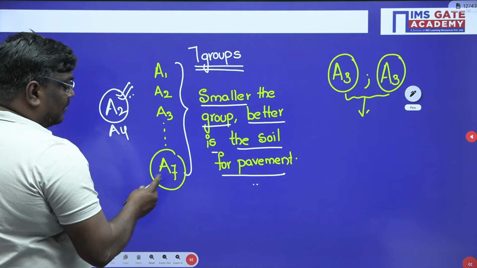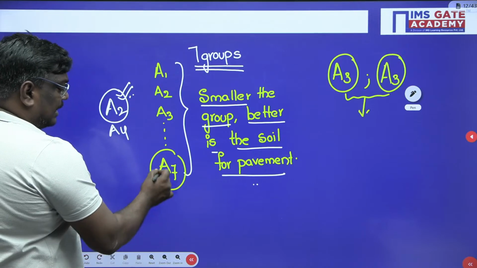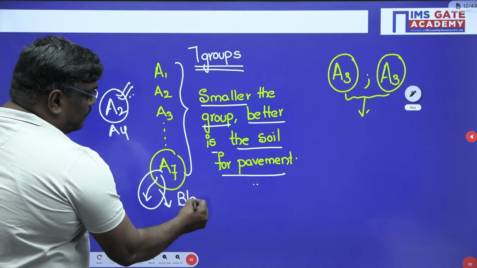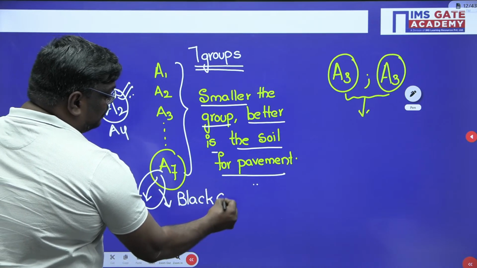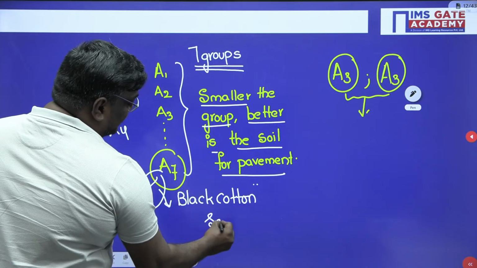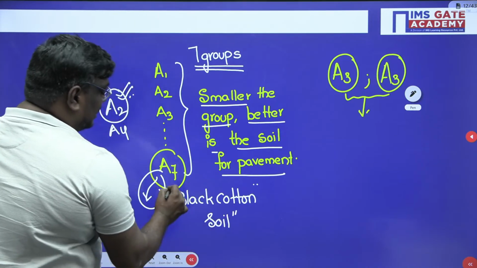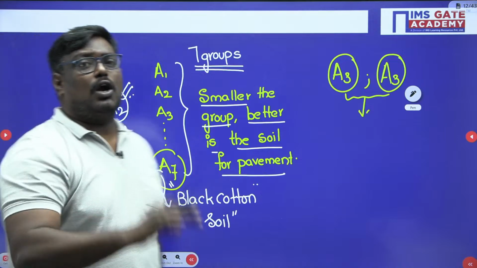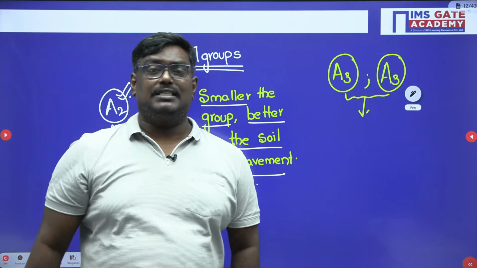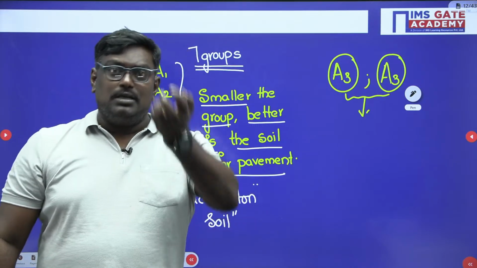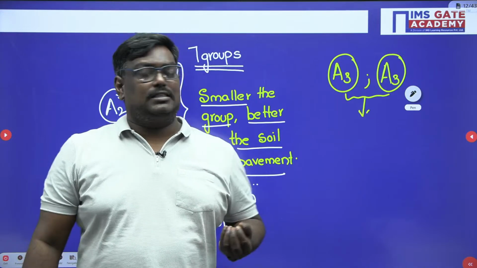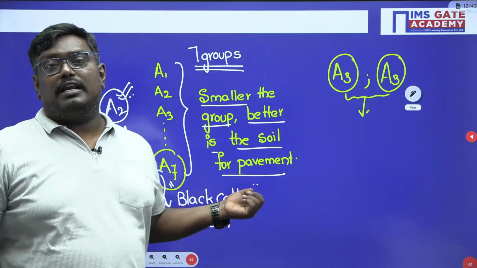Now see, A7 soil means you cannot encourage this soil. Black cotton soils fall under this group. Why do black cotton soils fall under A7 group? Or you can say this is the most unstable group for pavements. As you are already aware, black cotton soils have high swelling and shrinkage. Swelling is nothing but bulging, shrinkage is nothing but volume reduction. These are very weak in structure, hence they fall under A7 group.